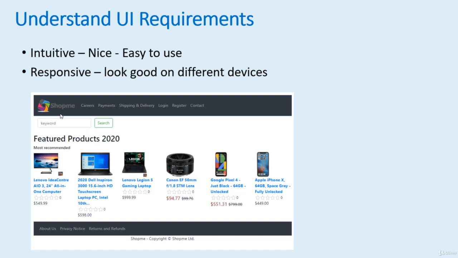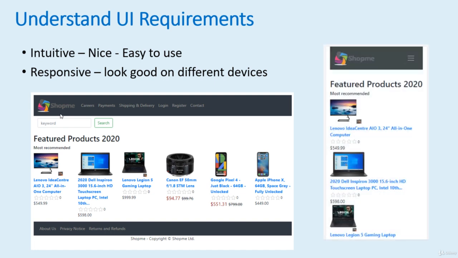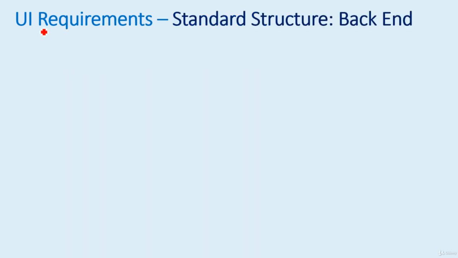This picture shows how the UI should look like on computer, and the picture on the right shows how the UI should look like on mobile phones. So the most important requirement for the user interface is responsiveness, adapting to different screen sizes of different devices. And the backend application or the admin control panel should follow this standard structure.